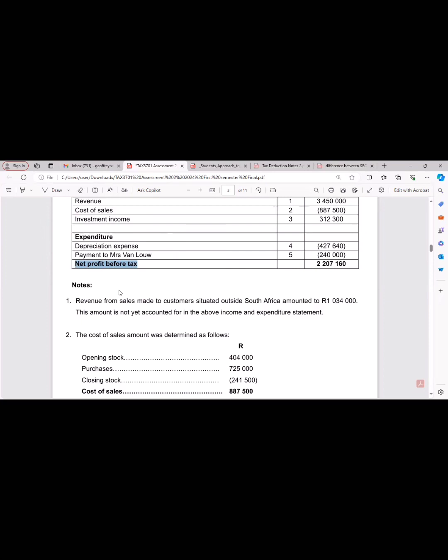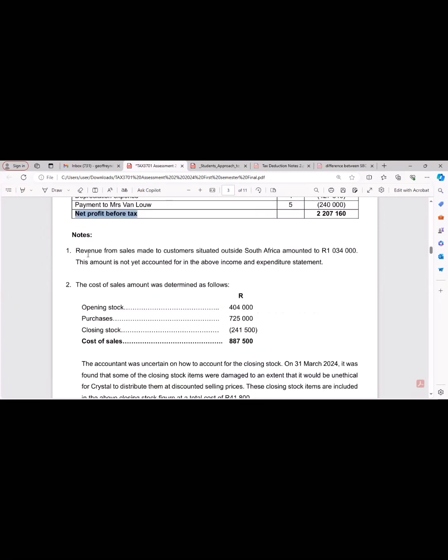It's also examinable for this module, where you are using the net profit before tax and you are reversing. So at least they gave us the entries. Then they gave us this. Sometimes they will give us this. Then they want us to make adjustments. So they are saying that revenue from sales made to customers situated outside South Africa amounted to 1,034,000.